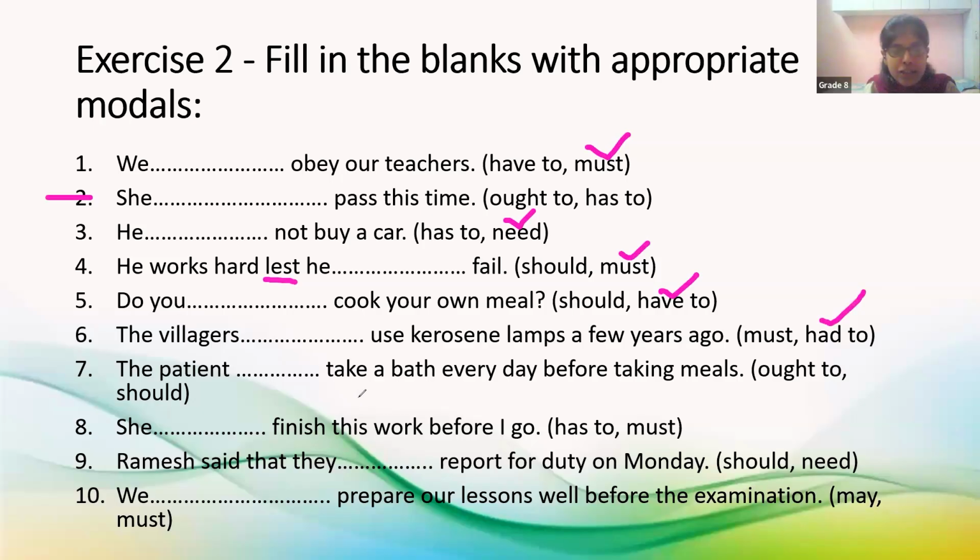The patient should take a bath every day before taking meal. Should. Ma'am, should. Patient should take a bath. She must finish this work before I go. I should है ही नहीं बेटा.